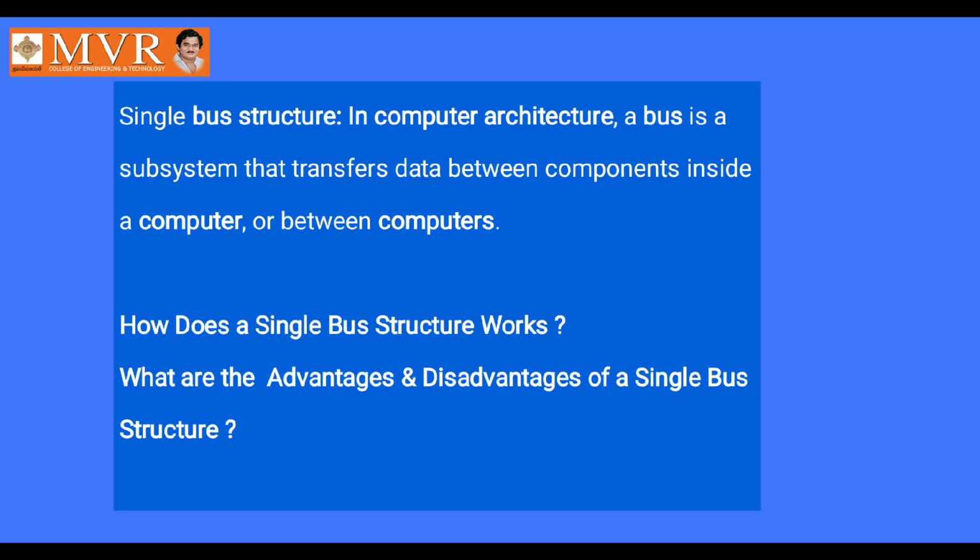In computer architecture or organization, we know a bus is a subsystem. It's not fully a computer, because there are other devices also: input devices, output devices, storage units. Along with those, a bus is a part of it. In computer architecture, a bus is a subsystem that transfers data between components inside a computer or between two computers also. If a number of computers are connected with a LAN, a need may arise to transmit data from one computer to another.